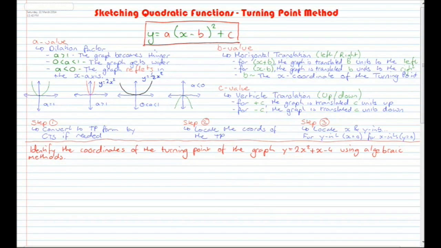Alright, so this worked example says identify the coordinates of the turning point of the graph y equals 2x squared plus x minus 4 using algebraic methods.